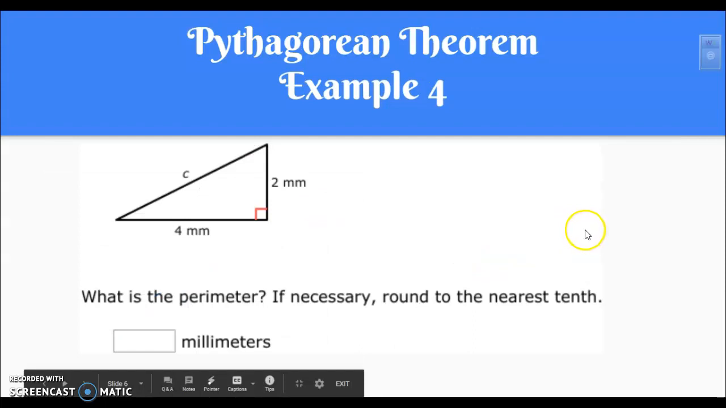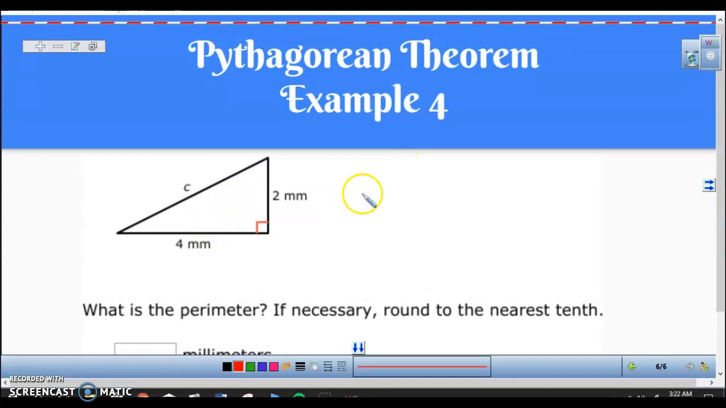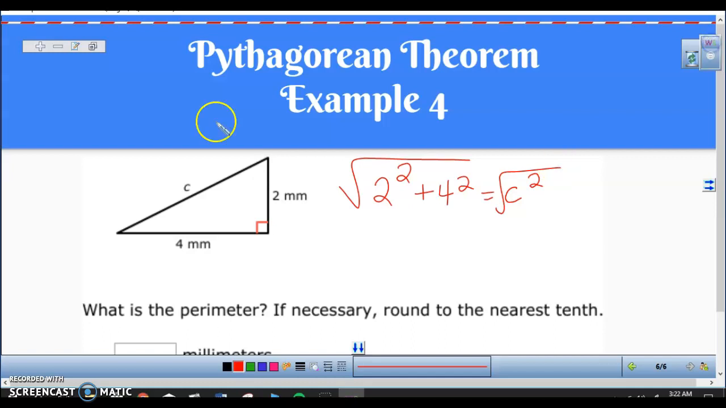What is the perimeter? If necessary, round to the nearest tenth. So same thing, I'm still given legs here. 2 squared plus 4 squared equals c squared. I'm going to square root all of that. So the square root of 20 gives me 4.47.